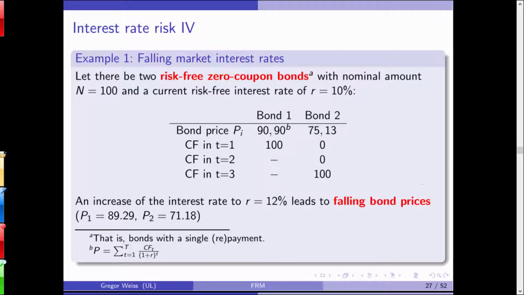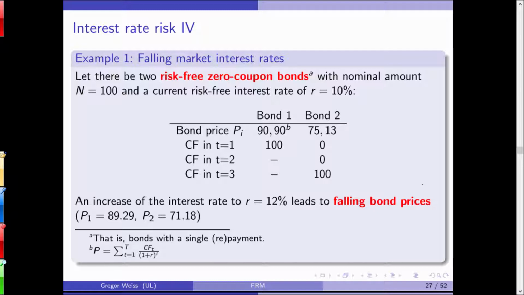Small example. Let there be two risk-free zero coupon bonds with a nominal and notional amount of 100 and a current risk-free interest rate on the market of 10%. The cash flow of the first bond is 100 at t equal to 1, and you simply take 10%, calculate the discount factor, and calculate the net present value. The net present value is 90.90, and this is the fair price of bond 1.